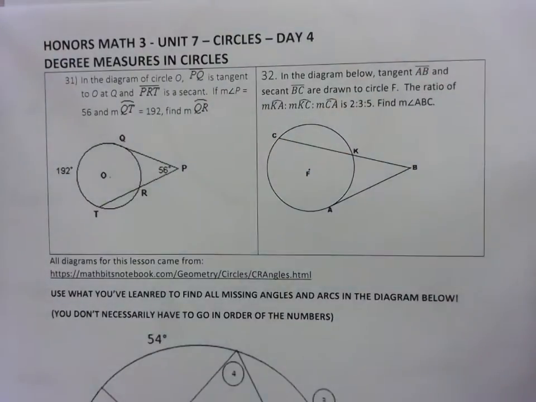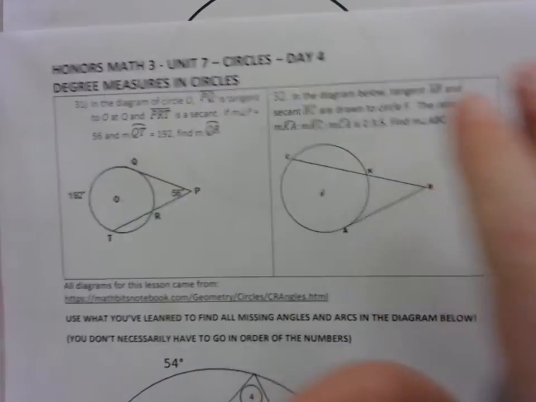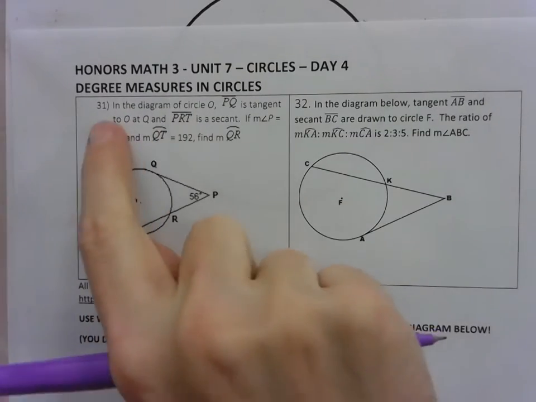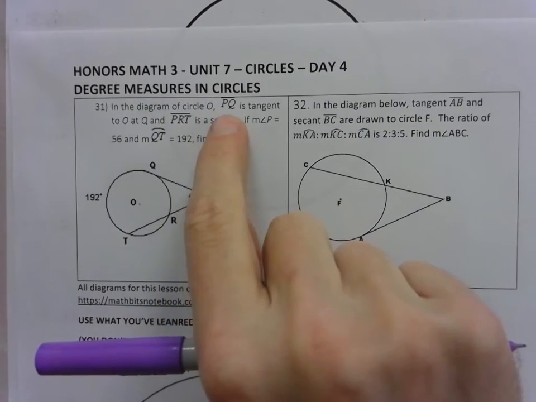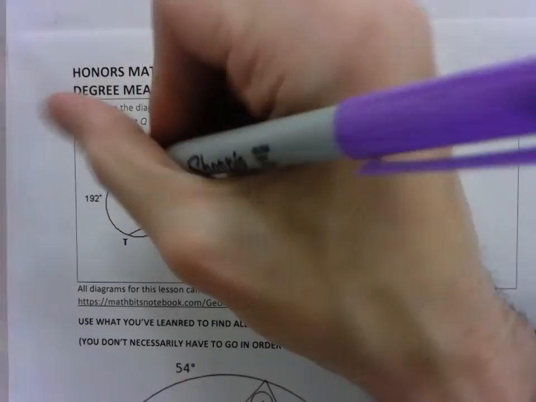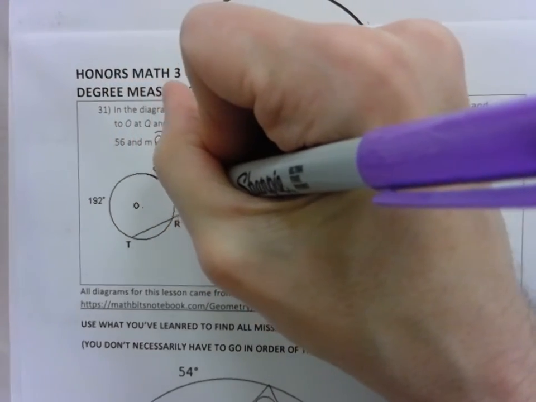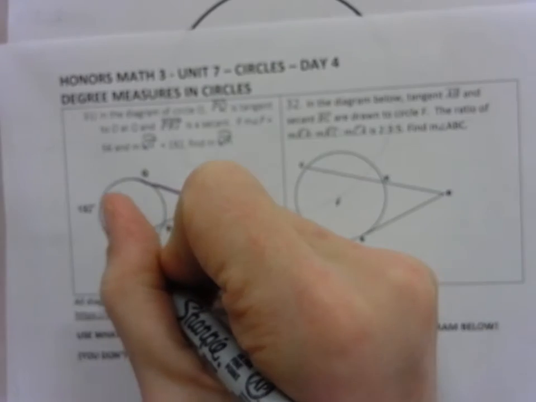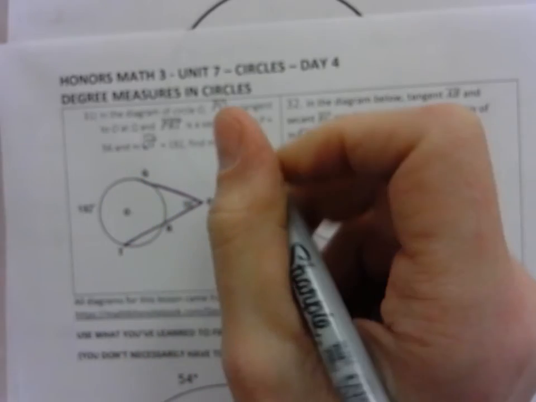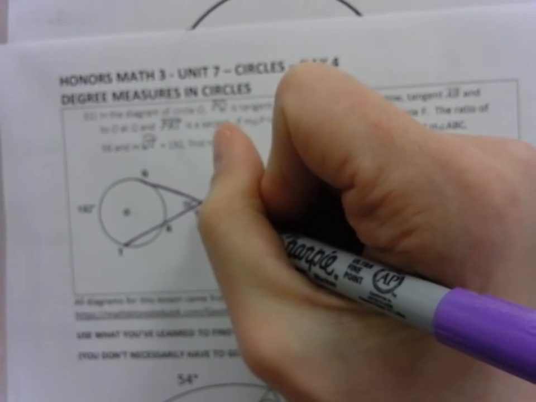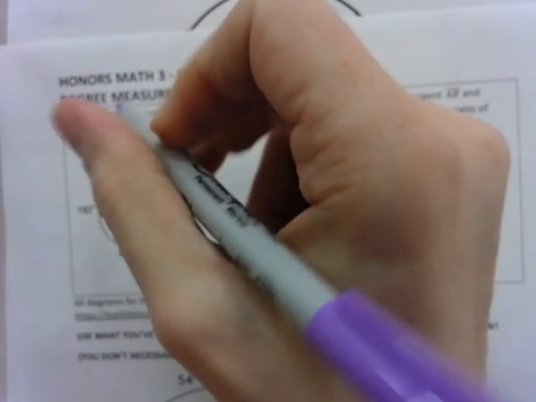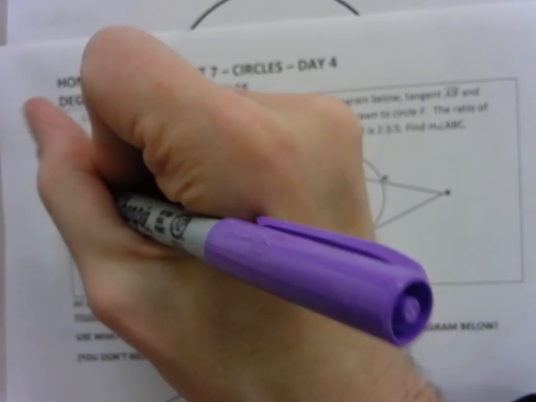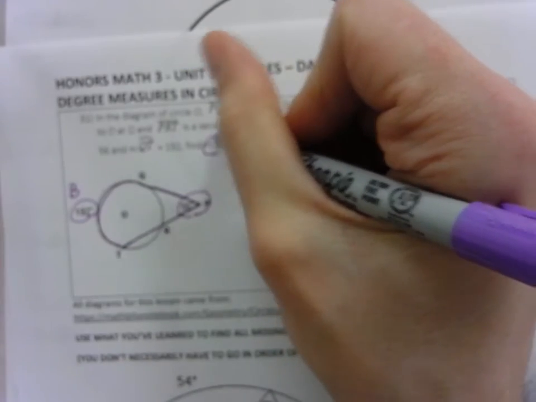We got a couple more. Y'all can try to figure these out, pause the video, see what you can get. Number 31, in the diagram of circle O, PQ is tangent to O. Again, it just edges the circle here, doesn't go in it. And PRT is a secant. Secant goes through the circle. If the measure of angle P is 56, and the measure of arc QT is 192, that's your big arc, what is the measure of arc QR?